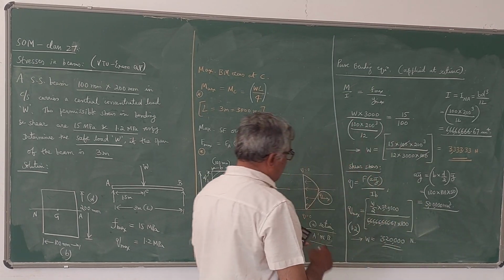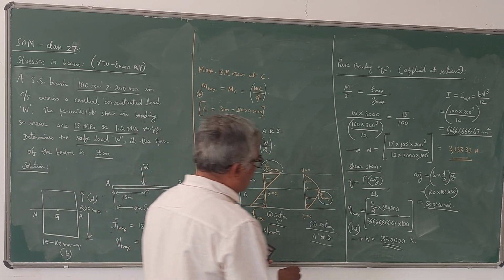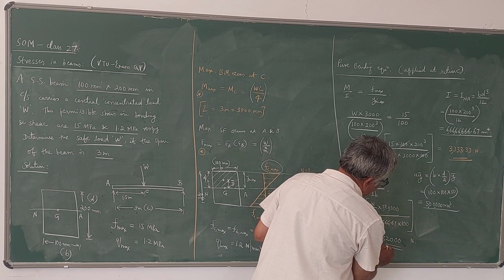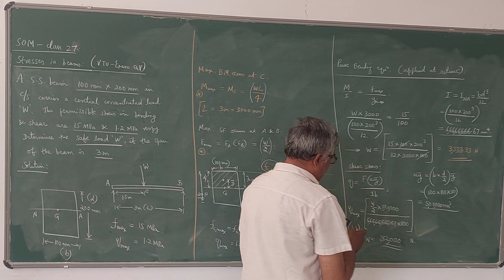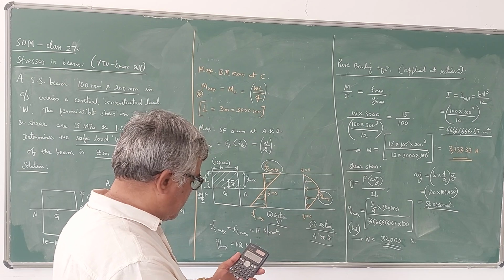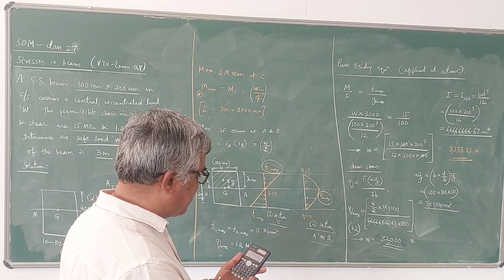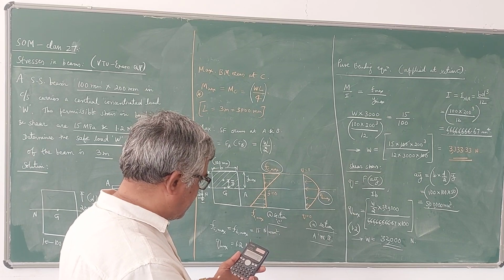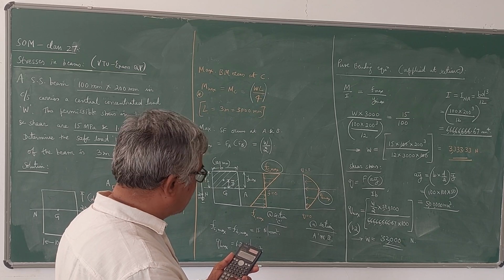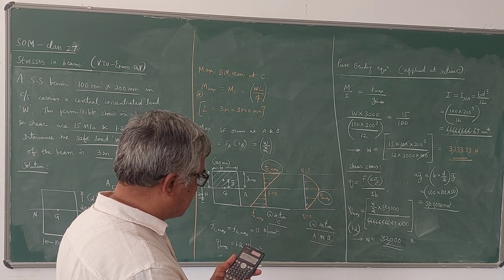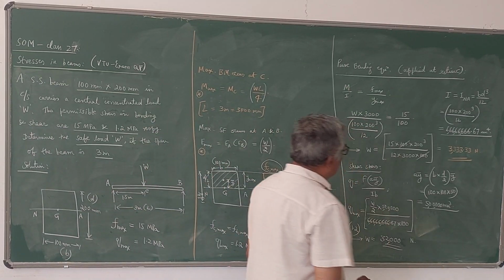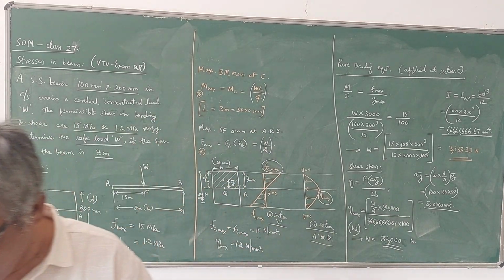Now this becomes, let me check it. Yeah, I think one more zero. It comes to be 52,000. Let me check it. So 1.2 into 8.67 into 100 into 2, divided by 5 lakhs, gives 32,000 newtons. Now the question is, we have got two values for W.